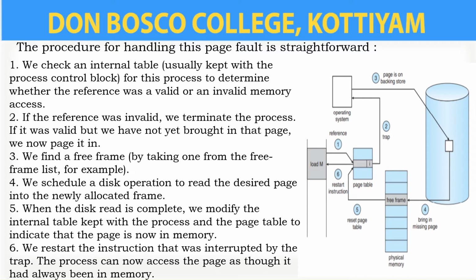The first step is that it will be checking the page table bit value. And if it is invalid, the second step is that the CPU generates a trap. After the trap is generated, the operating system will be checking whether that page is present in the secondary memory. That is the third step. And if it is present in the secondary memory, then that page will be brought to the physical memory into the free frame. Wherever there is a free frame, this page will be loaded. That is the fourth step.